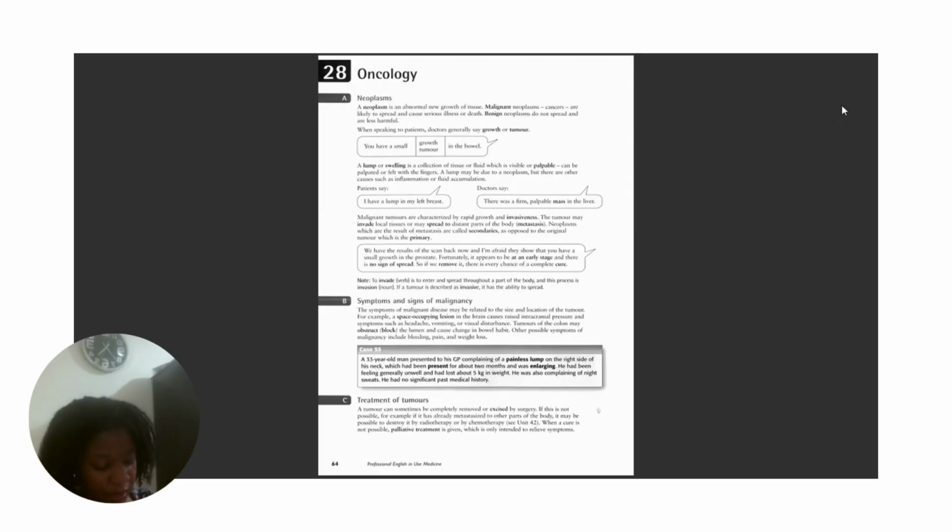C. Treatment of tumors. A tumor can sometimes be completely removed or excised by surgery. If this is not possible, for example, if it has already metastasized to other parts of the body, it may be possible to destroy it by radiotherapy or by chemotherapy. See Unit 42. When a cure is not possible, palliative treatment is given, which is only intended to relieve symptoms.